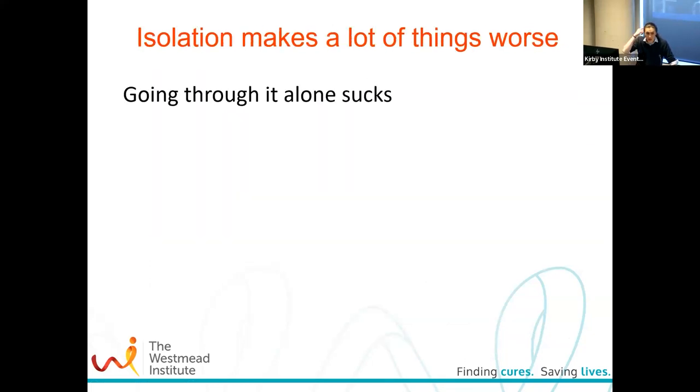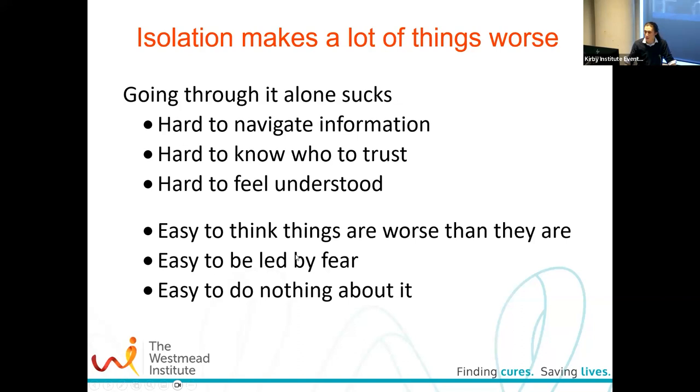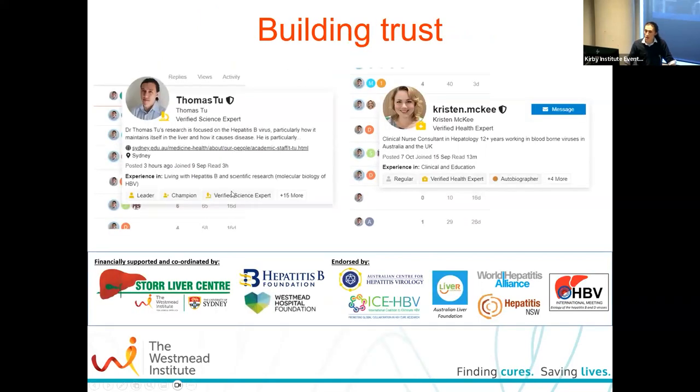So basically, it sucks going through it alone. It's hard to navigate what information is out there. You Google Hep B and you get all of these promises of cures, supplements, all of this sort of thing. How can you say that that's true and other websites are inaccurate? It's hard to know who to trust, hard to feel understood. And it's easy to think things are worse than they are, and easy to be led by that fear of disease progression, and therefore easy to do nothing about it. And so what we've been doing, 2.5 years ago, is developing a community-led online forum. It's free to use, anyone can join. And the important part is we build trust.